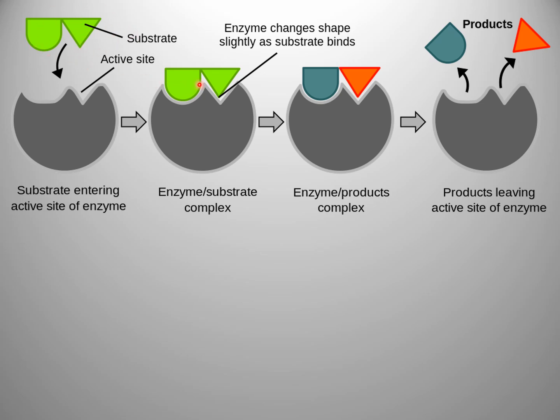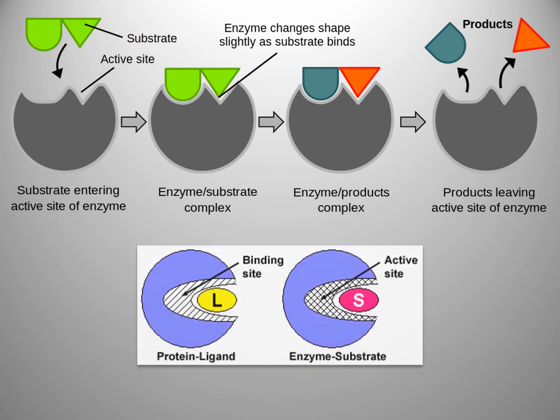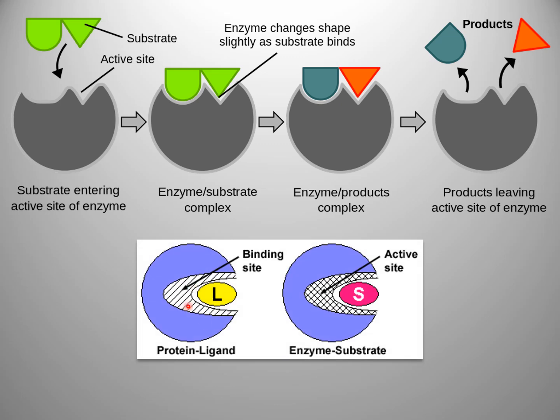If this were a ligand, it wouldn't be changed. And so that's what we're showing in this picture. Here, the ligand and the substrate are both binding. In the case of the ligand, it's binding what we call a binding site. All right. When a substrate binds, that binding site is now called an active site.